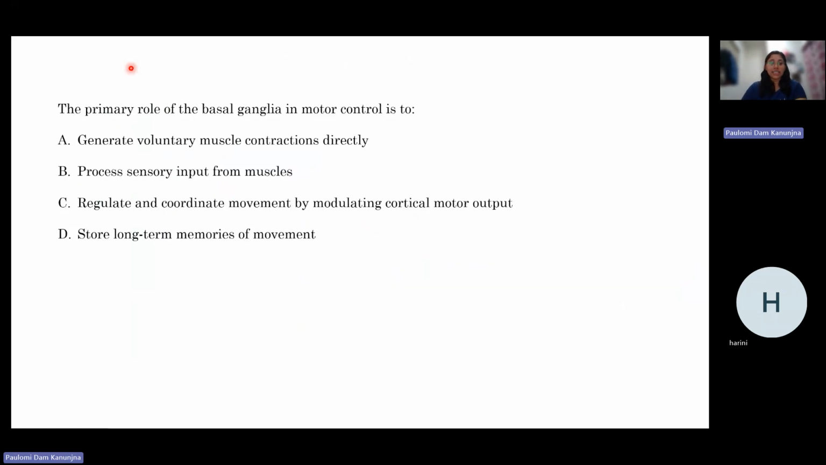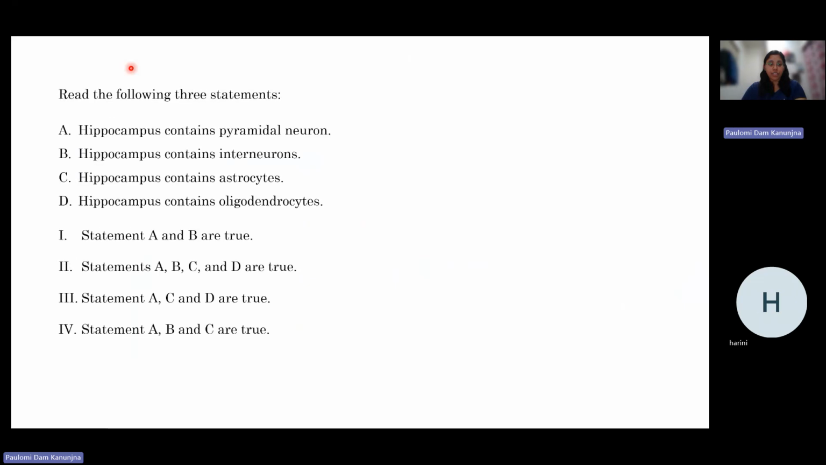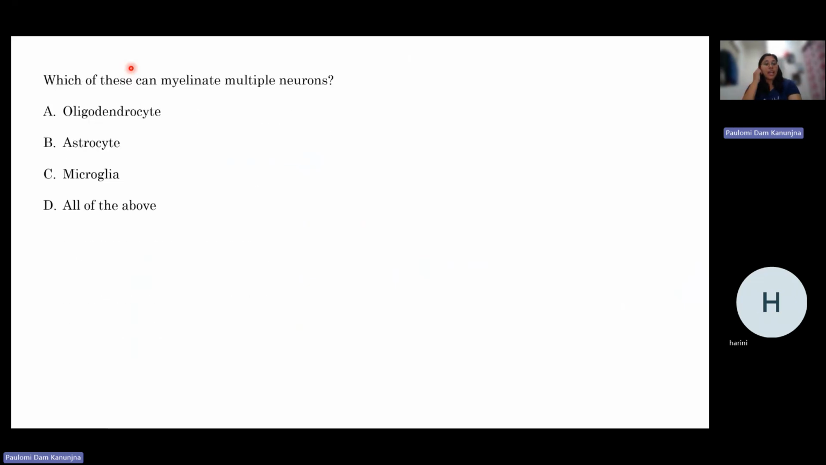And what about the other cells that were part of the question? We had astrocytes and microglia. We discussed that astrocytes are basically for structural support, and microglia, as we have discussed, are part of the immune response. They do not participate in myelination. So when we are talking about myelination, we are only talking about oligodendrocytes and Schwann cells.